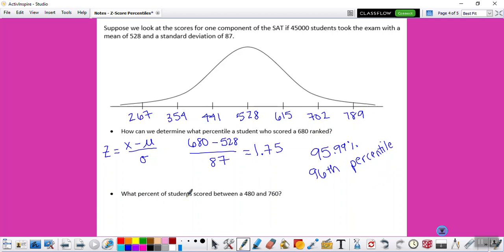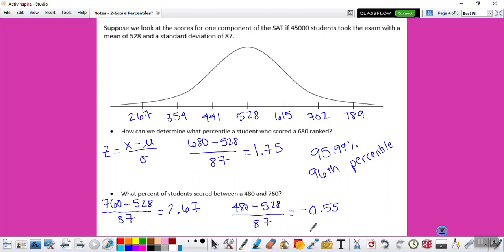So what percent of students scored between a 480 and a 760? The first thing we need to do is find the z-score for each of these. I'm going to do the 760 first just because it's the bigger number. 760 minus 528 over 87. That gives me 2.67. Then 480 minus 528 over 87. That gives me negative 0.55.